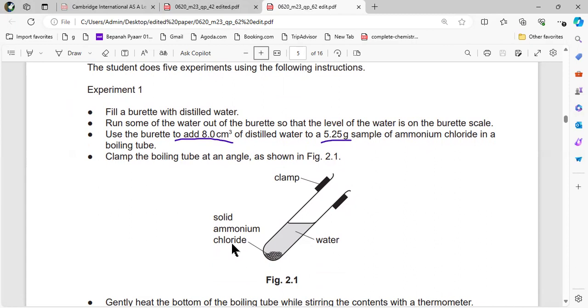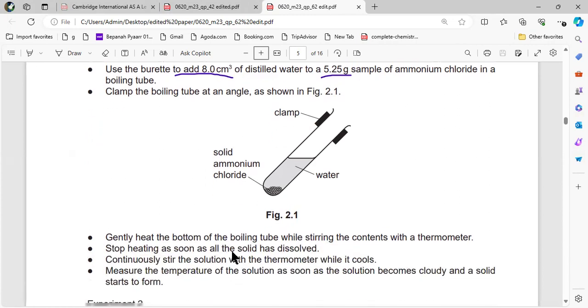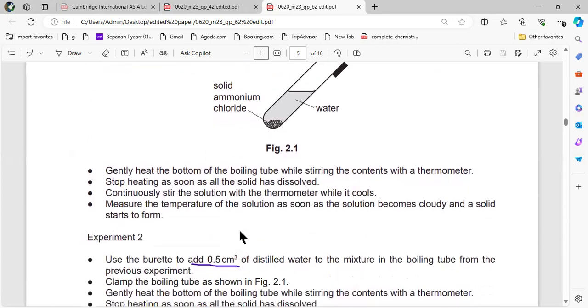So in the test tube, they have taken some amount of ammonium chloride and they have added around 8 cm³ of water and started heating the test tube. They are heating it till the ammonium chloride is dissolved. Now continuously stir the solution with the thermometer while it cools. Measure the temperature of the solution as soon as the solution becomes cloudy and solid starts to form. So we have to measure the temperature when the ammonium chloride is starting to form again.